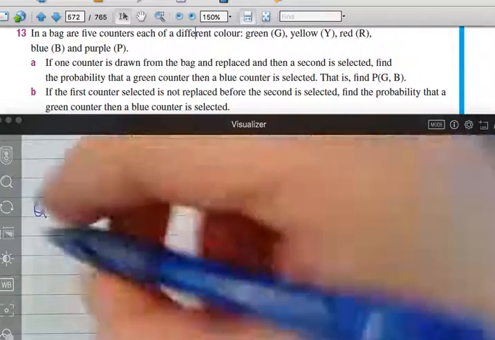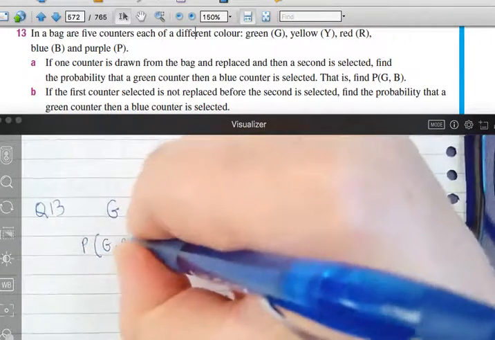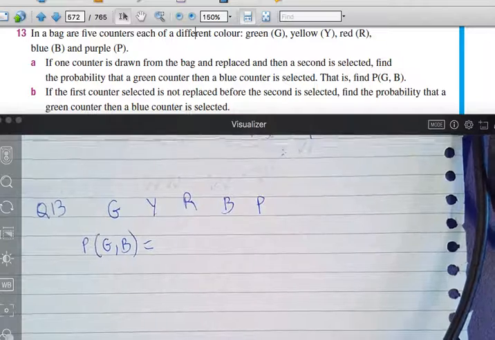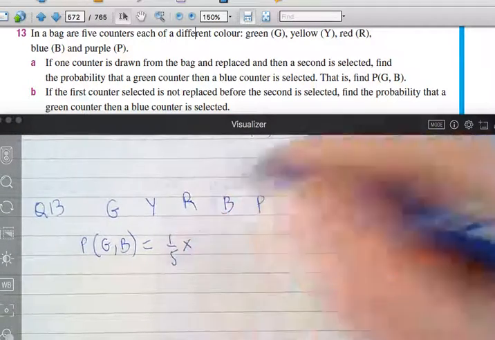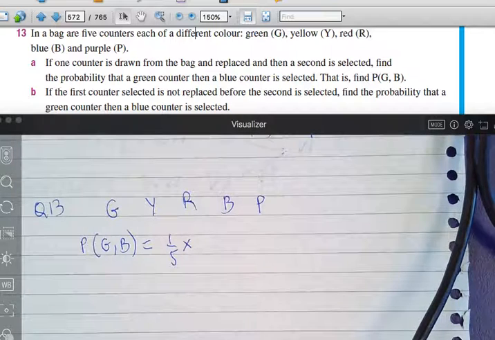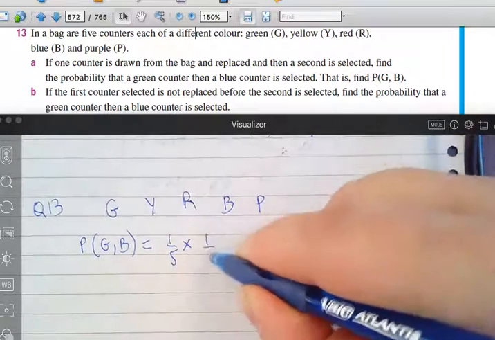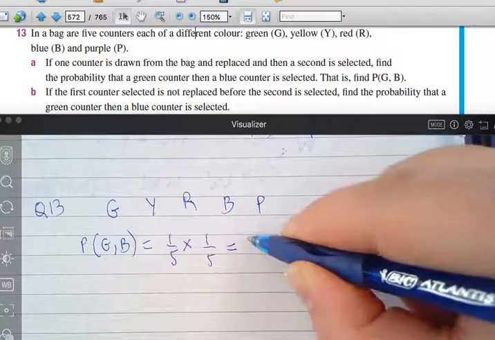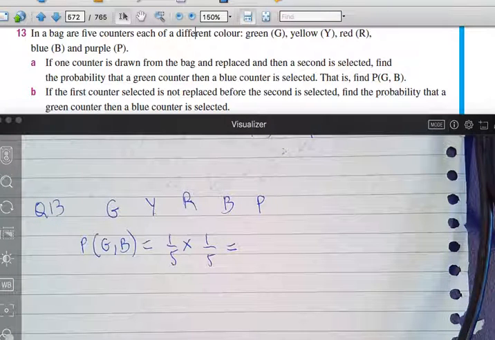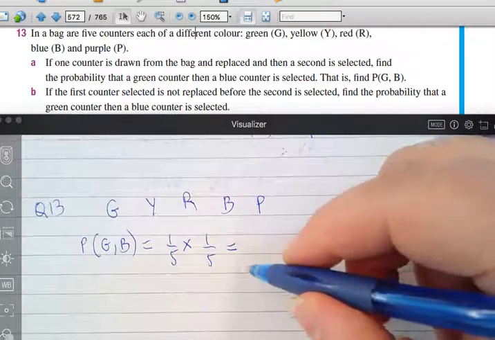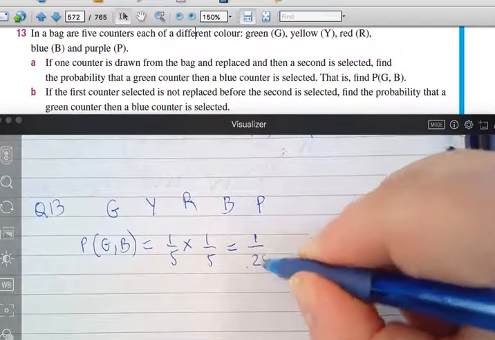All right. You don't have to. What's the chance, girls, that you'll get a green if you put your hand into that bag? And means times. So you put it back. What's the chance that you'll get a blue? Done. Or, yeah, they want it in that order. So if one counter is drawn from the bag and you put it back, and then a second counter is selected, find the probability that you get a green one first and then a blue. So it's 1/5 times 1/5, which is 1/25.